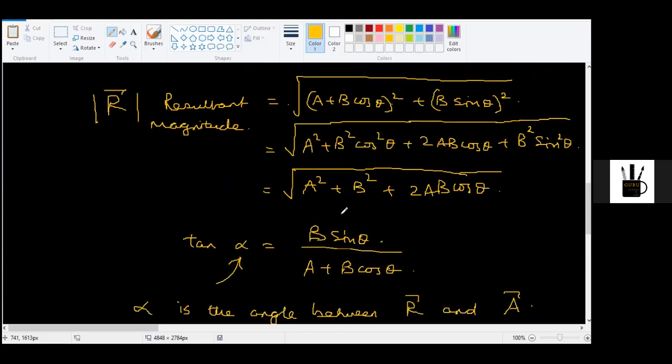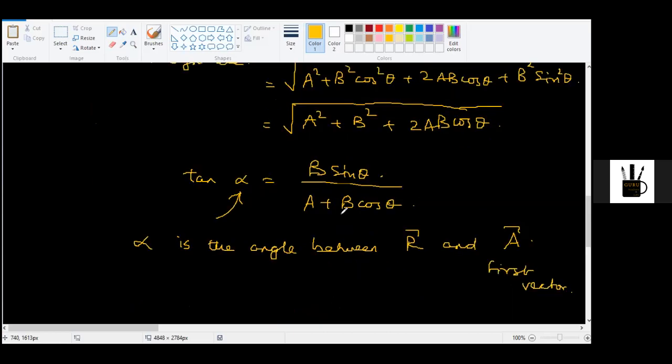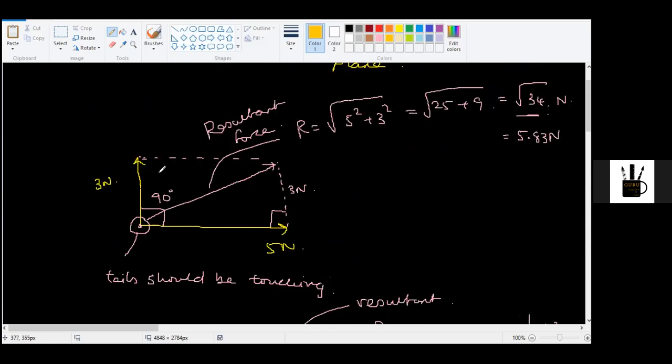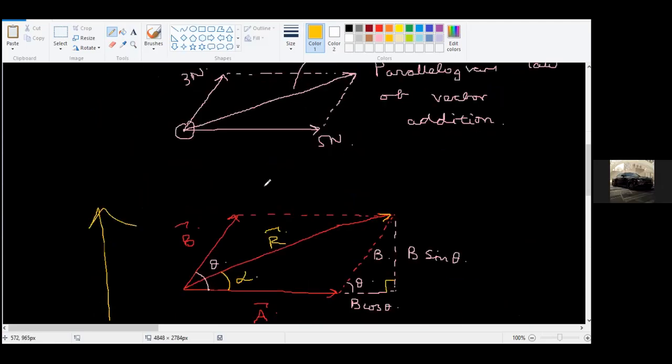Any questions? Very simple derivation. If you have any doubts, please clarify right now. Now in the very first case which I showed you here, what was the angle? What was the theta here? 90 degrees.